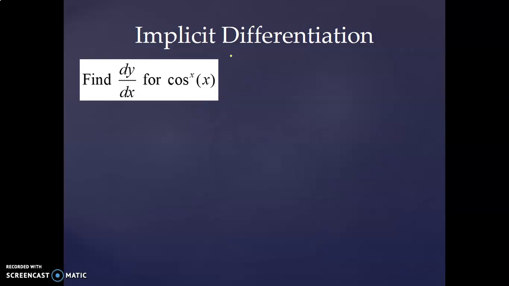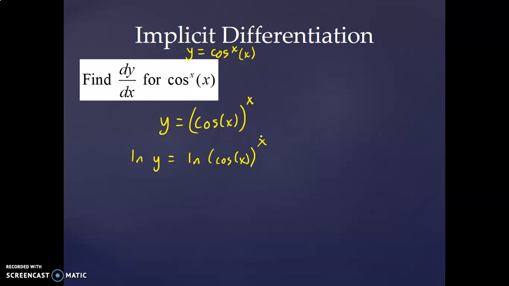So find dy dx, and again, this should say y equals cosine of x to the power of x, so I apologize for that. And again, we would rewrite this as cosine of x to the power of x. Since the base and the exponent both have a variable in them, we have to use the technique of logs. So ln of y equals ln of cosine of x to the power of x. And the reason we do this is so we can get this x out of the exponent and move it in front. So ln of y is x times ln of cosine of x.